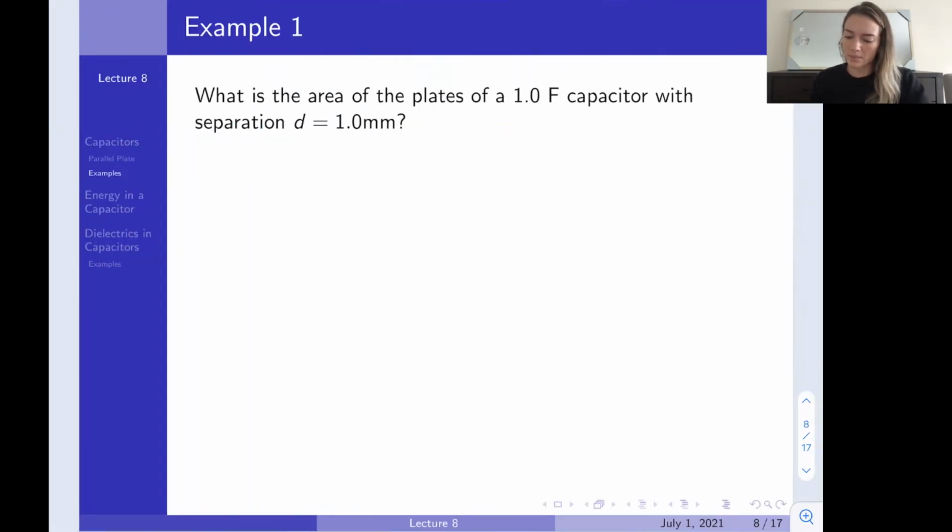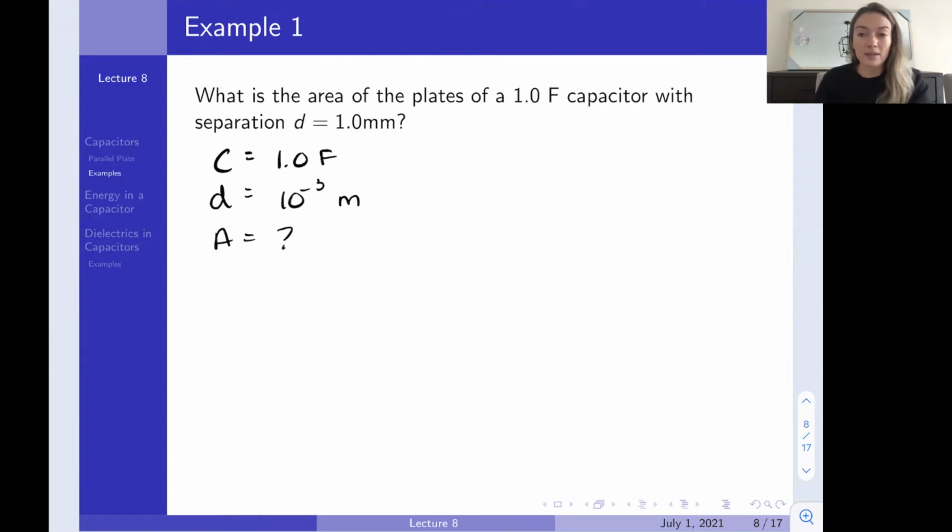So let's do a simple example now. We want to find the area of a plate of a 1 farad capacitor with separation of 1 millimeter. So our capacitor is 1 farad. The distance between them is 10 to the negative 3 meters. And we want to find the area of these plates. So our capacitance, as we found in the last slide, was epsilon naught times A over D. So we can rearrange this formula to get for A, right? So I can just write that A is equal to C D over epsilon naught.